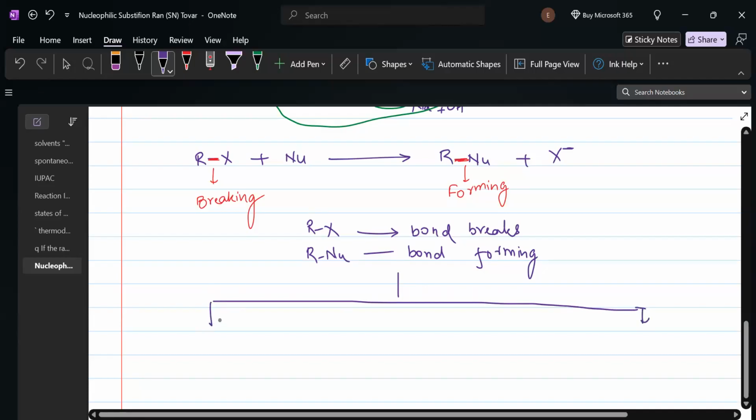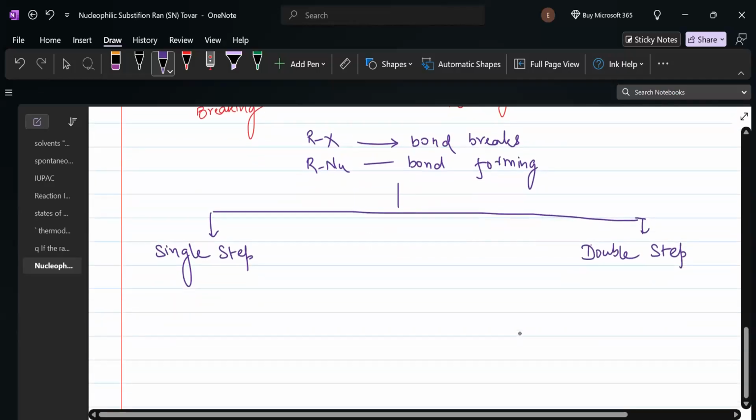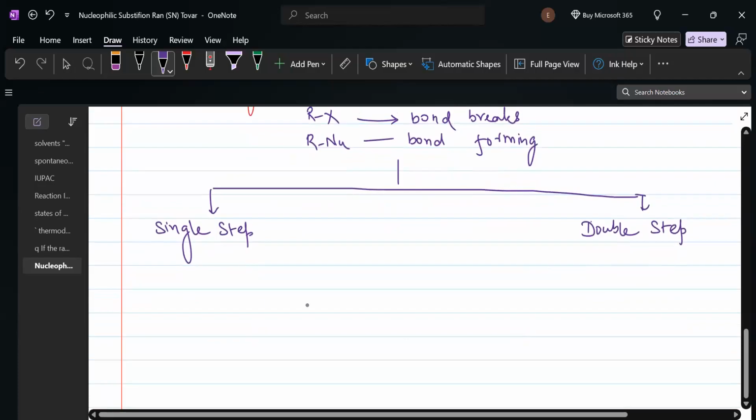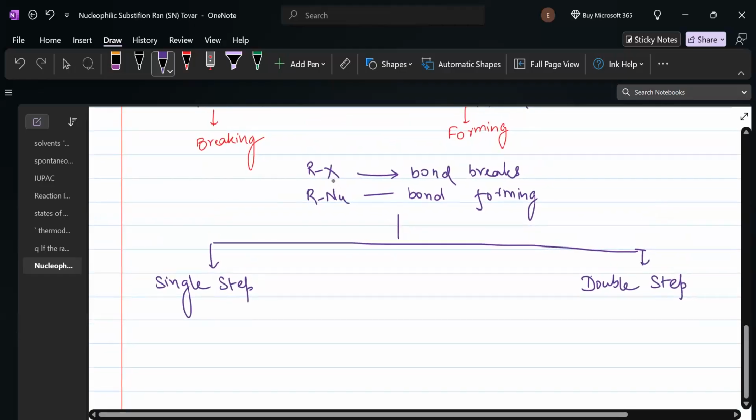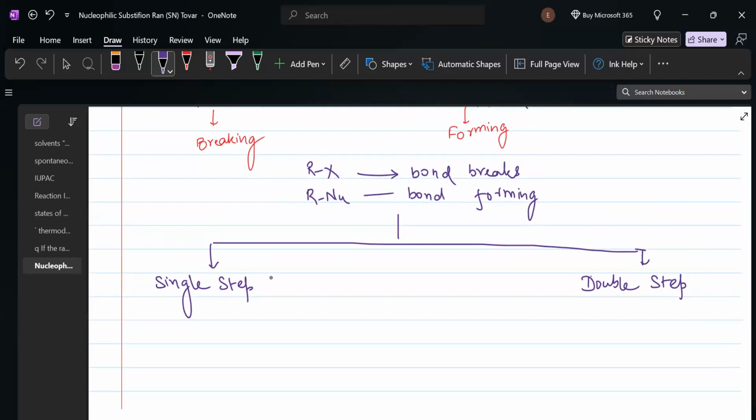It can be single step. It can be double step. So it can be a single step reaction also, or it can be a double step reaction also. So the main thing we have to do is break this R-X bond and make the R-nucleophile bond. So see, try to understand this mechanism.